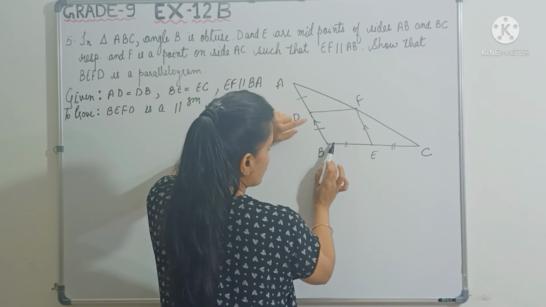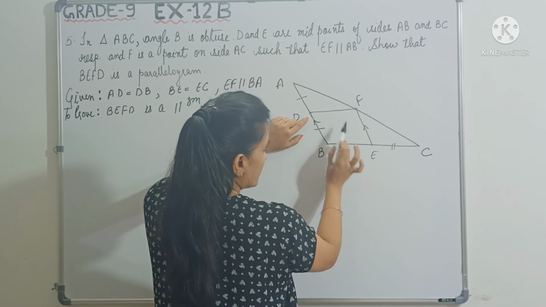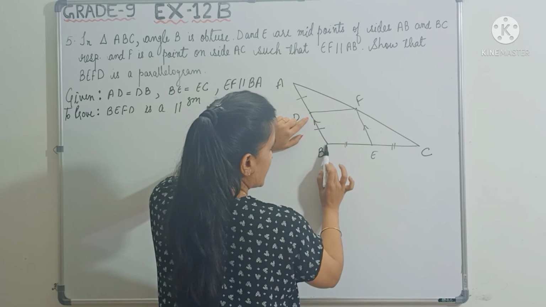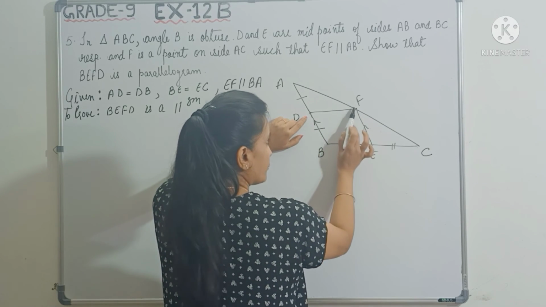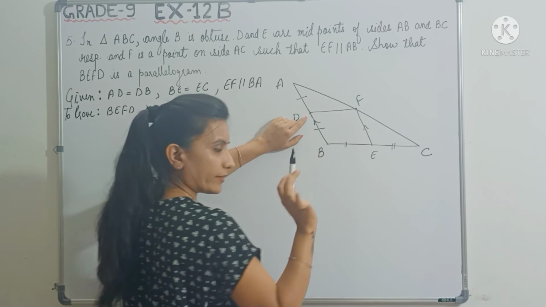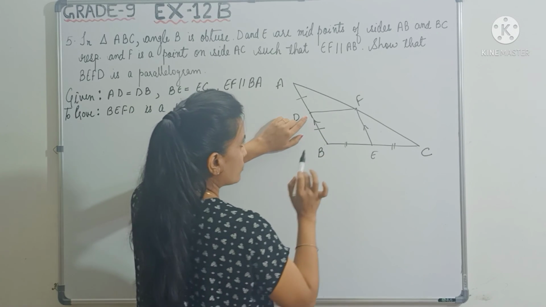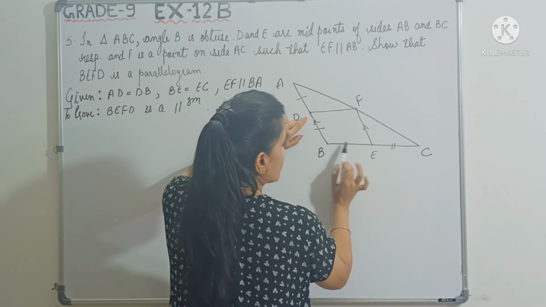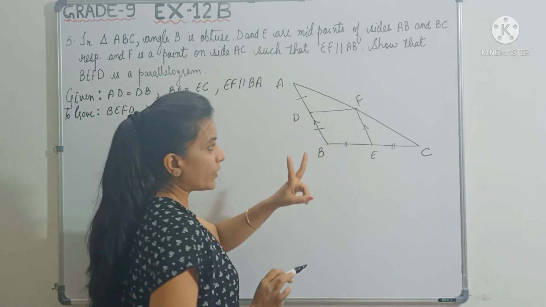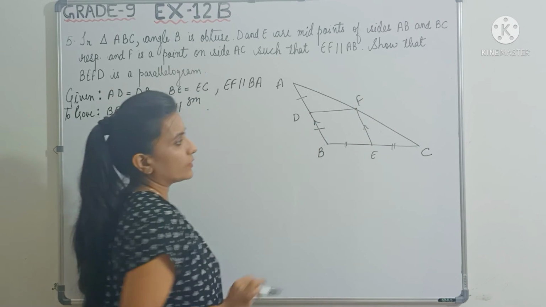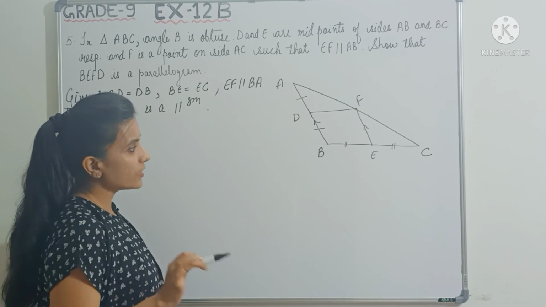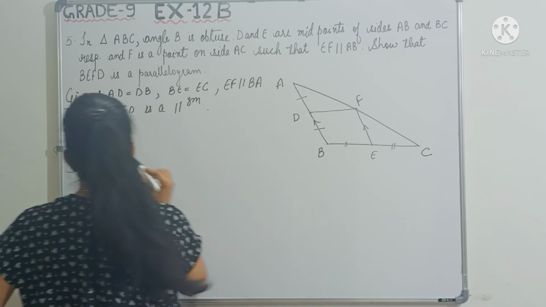So here I have shown that in this quadrilateral BEFD, EF is parallel to BD. It is already given, and just now I showed that DF is parallel to BE. So I have shown that two pairs of opposite sides are parallel. So this becomes a parallelogram. Alright, so let's write down whatever we have discussed.